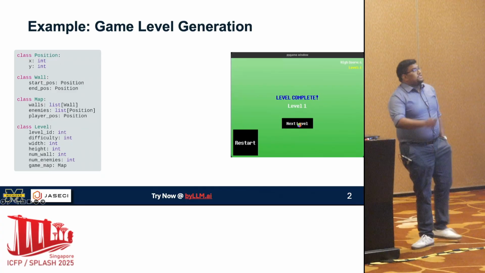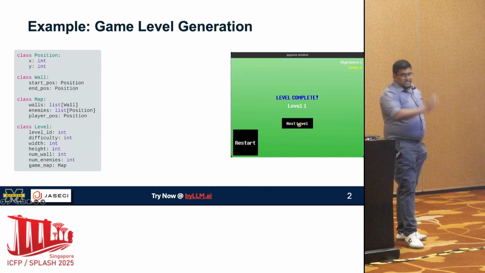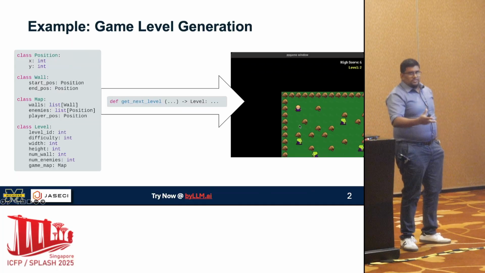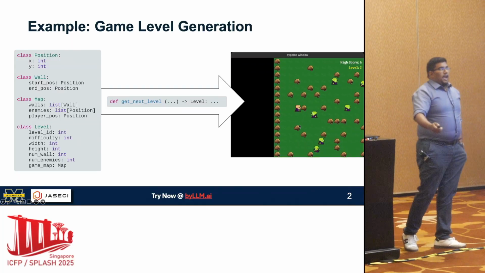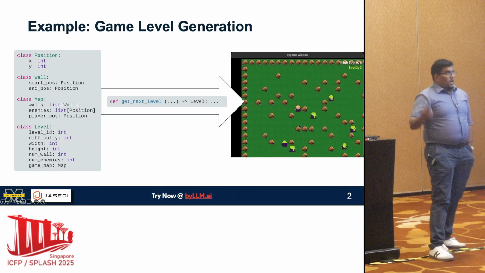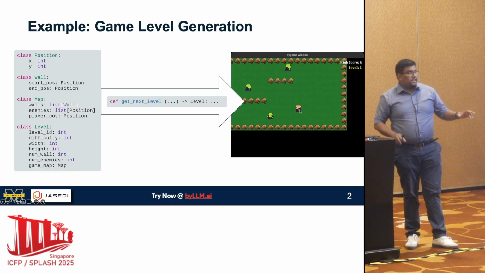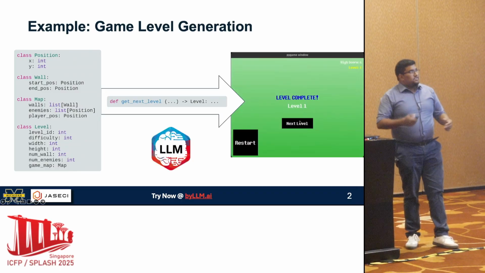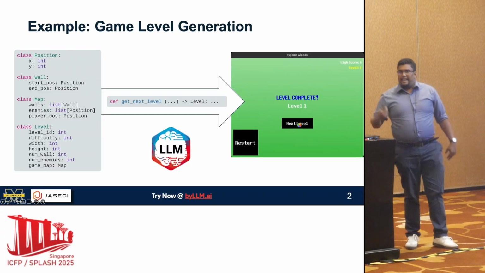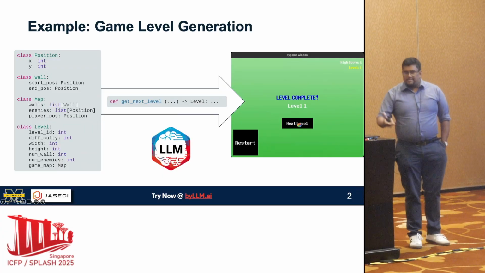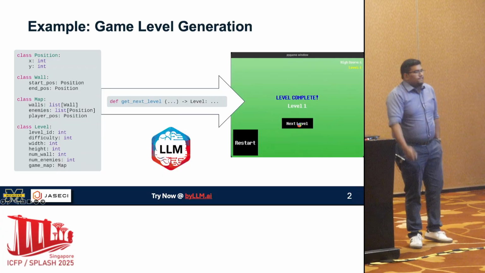This is the representation of the same map we see on the right, and we are writing this function to generate the next level. We could have done this traditionally, just hard coded it, but in today's day and age, many people would like to put an LLM in it. So an LLM is going to generate the next level for us, not the code, the level itself.